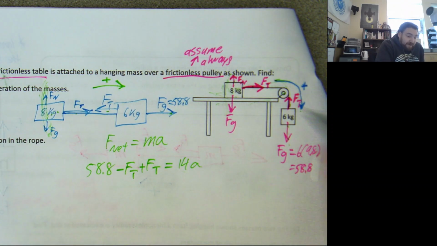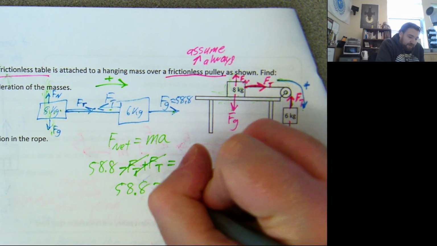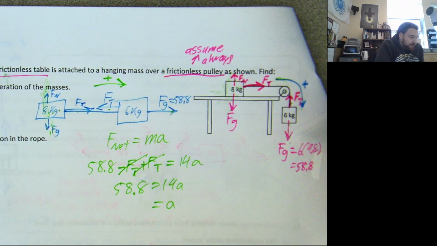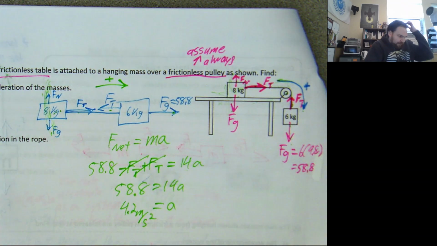So now we can go through and we can solve this. These two are going to cancel. We're going to get 58.8 equals 14A. A is going to equal, I did the math before, 4.2 meters per second squared.